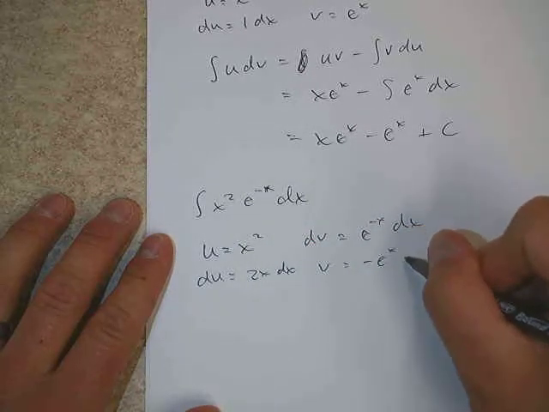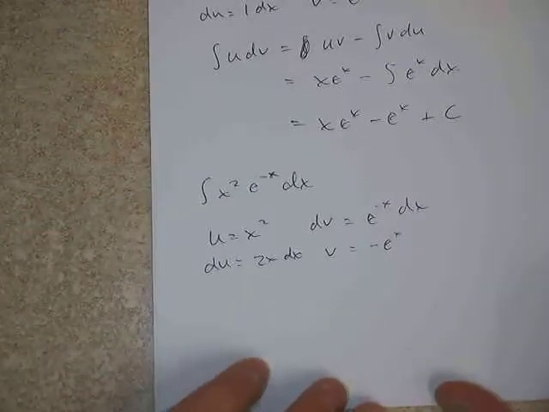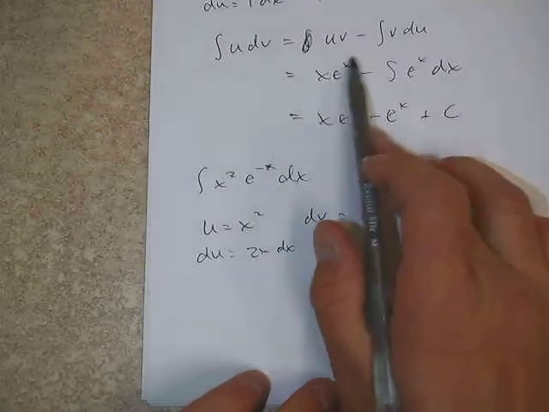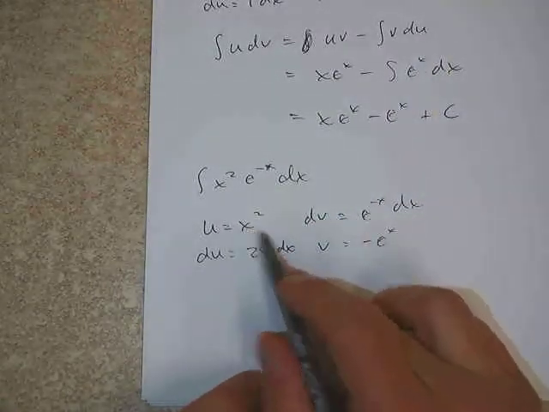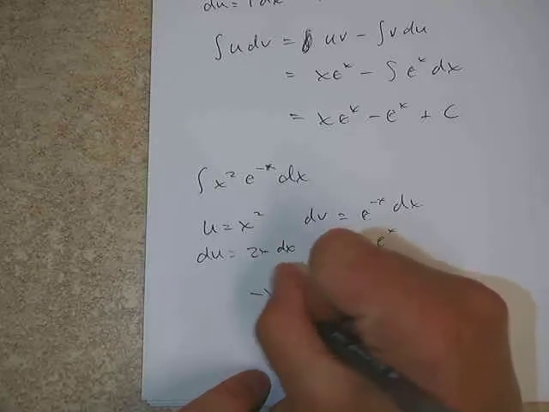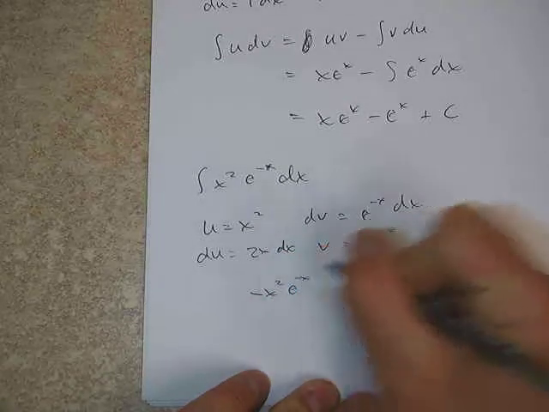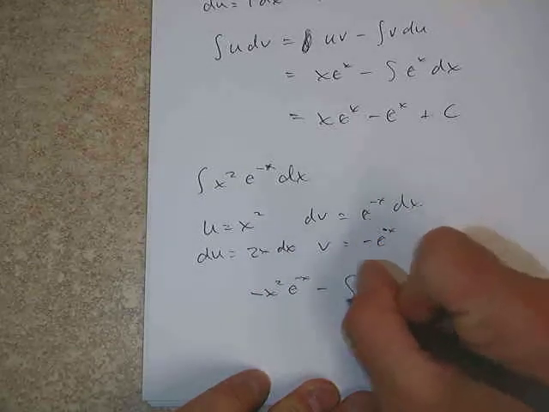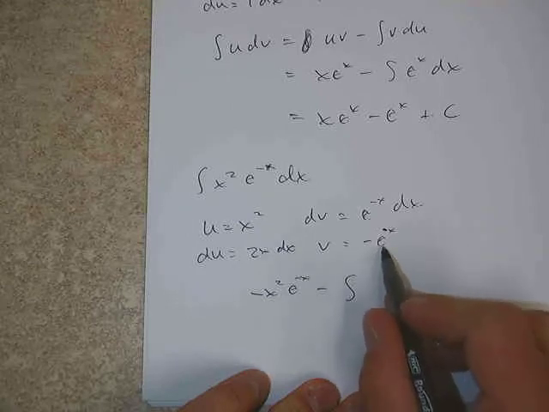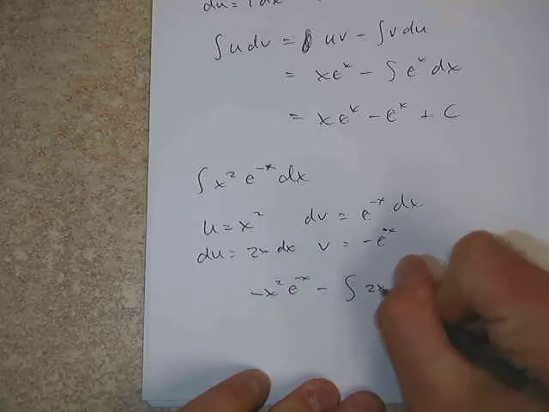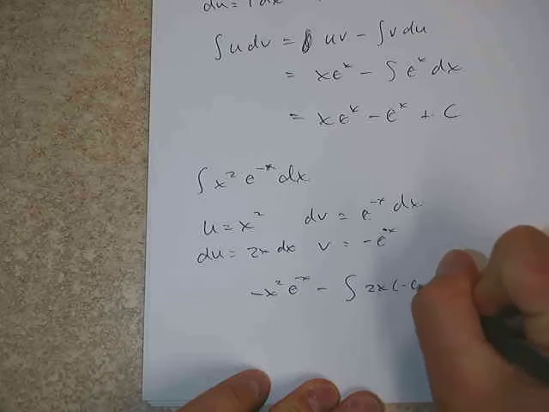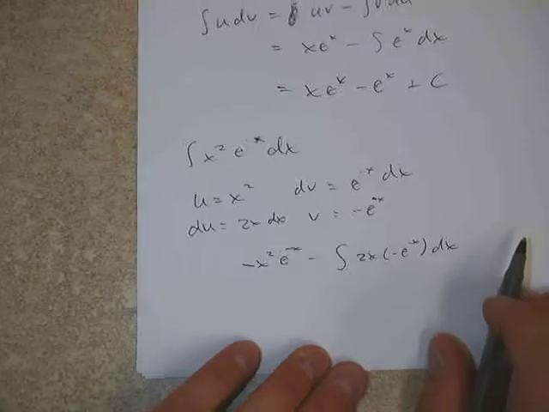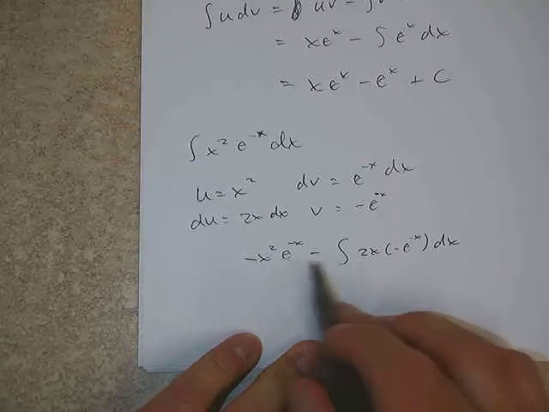If we do those two things, differentiate here and anti-differentiate here, we're going to wind up with negative e to the negative x as our v function. So if we follow our rule up here, which was uv minus the integral of v du, uv in this case would be these two multiplied together, so we'd have negative x squared e to the negative x. We should have a negative there, sorry. So that's our uv part, and then we subtract from that the integral of v du. Well, v is here, and du is here, so we'd have 2x and then negative e to the negative x dx.